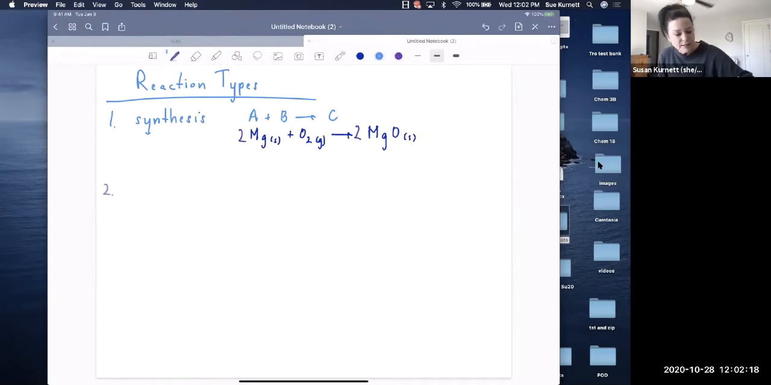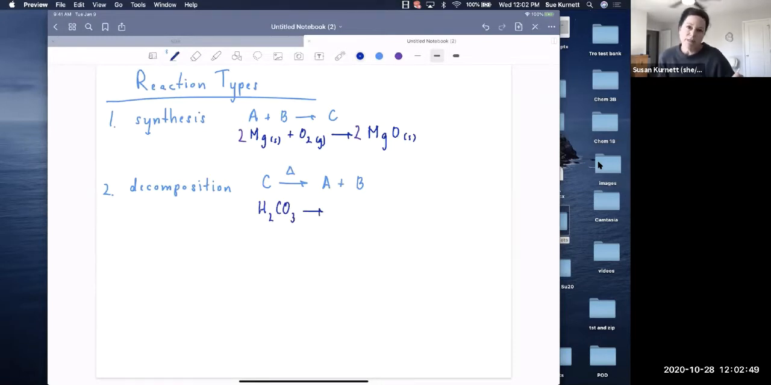The opposite of synthesis would be decomposition. For a decomposition reaction, we have something larger that breaks down to form things that are smaller. A lot of times that takes heat. And so we put a triangle over the arrow to indicate that we've added heat. Sometimes the heat at room temperature is sufficient. So here I have carbonic acid. And at room temperature, it decomposes to form carbon dioxide and water.